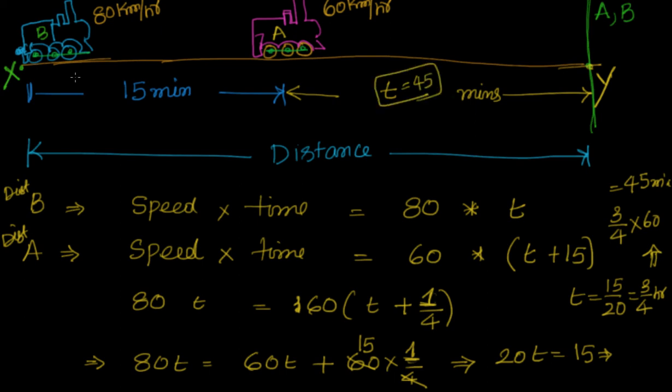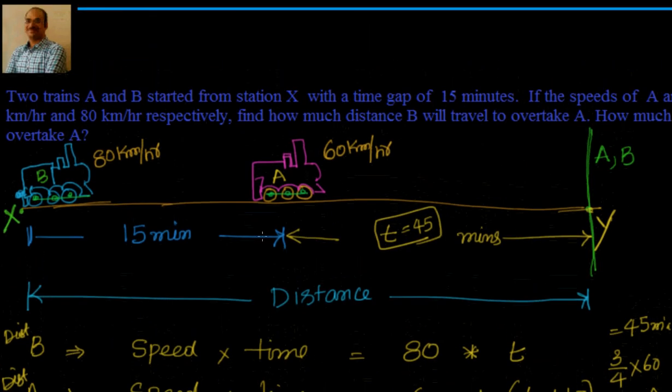So B needs just 45 minutes to overtake A. Okay. So we have converted this from minutes to hours and again back into minutes. You can just keep it as 15 and you can simplify. You will see that 20t equal to 900 and t equal to 45 minutes. You can do it straight away also, no problem with that. So we found that B needs 45 minutes to overtake A.